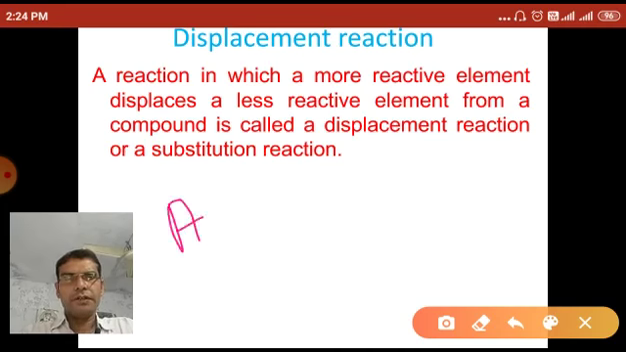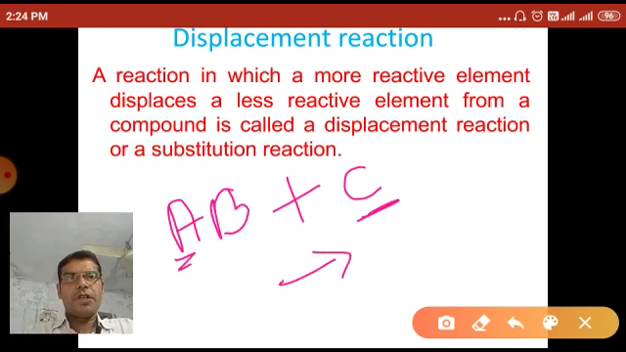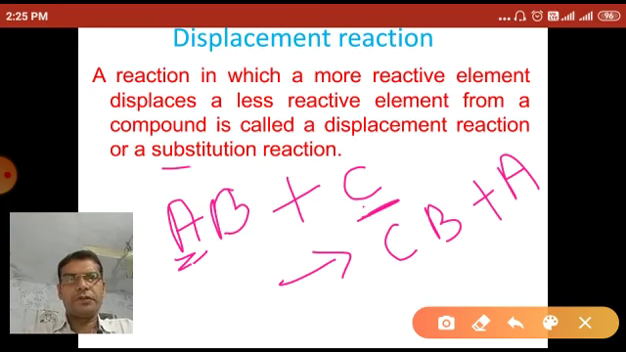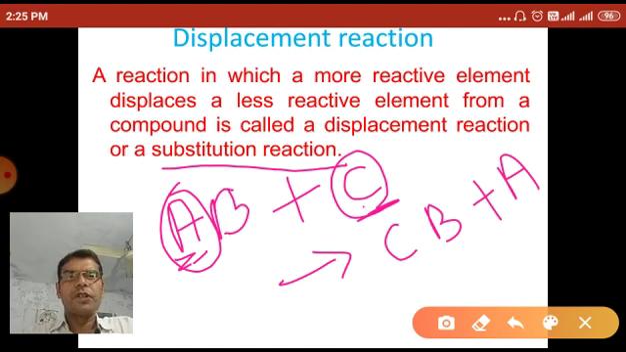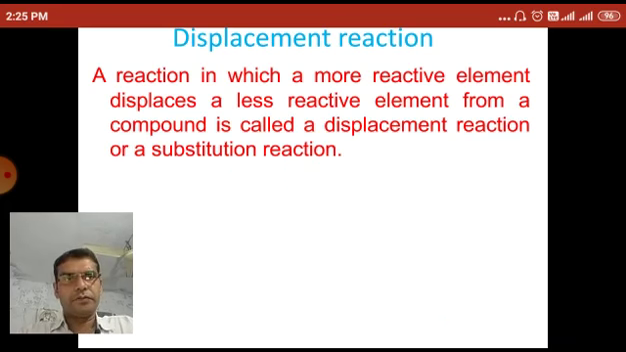Suppose AB is a compound which reacts with C, and C is more reactive than A. Then C displaces the A and forms a new compound, CB. So this reaction is called the displacement reaction and also the substitution reaction, because C substituted the A. So this type of reaction is called the displacement reaction or substitution reaction.